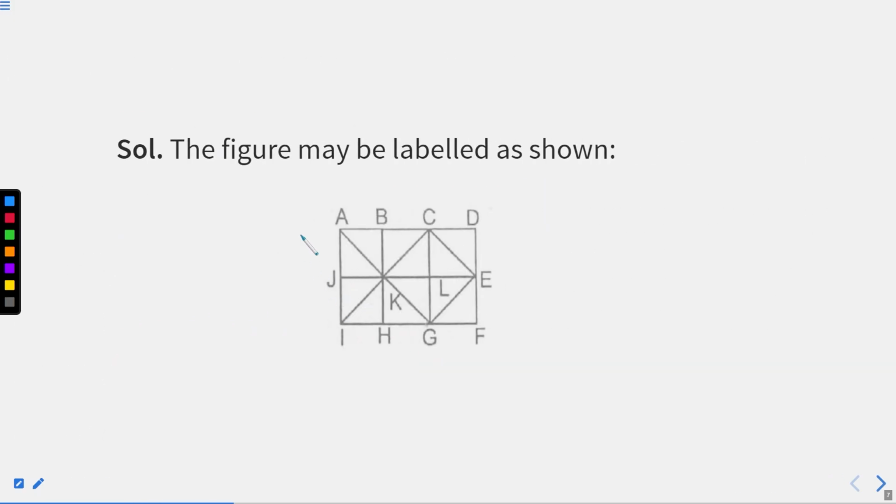Now the second approach is to mark first all the vertices, right? A, B, C, D, E, F, G, H, I, J, K and L. How many vertices are there? 12 vertices are there, right? Now we'll start finding the squares. You can see how many squares are there?